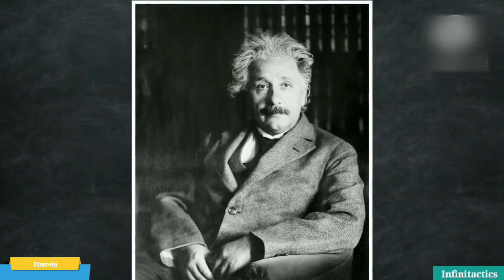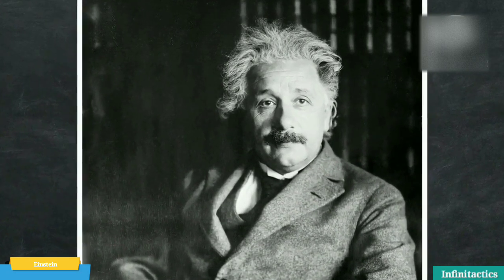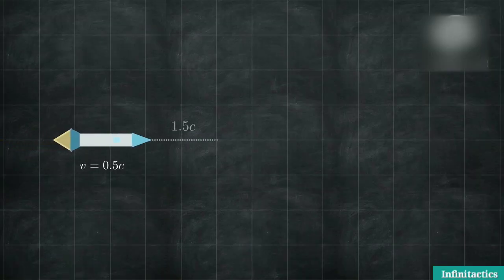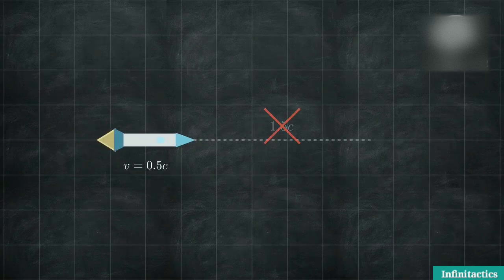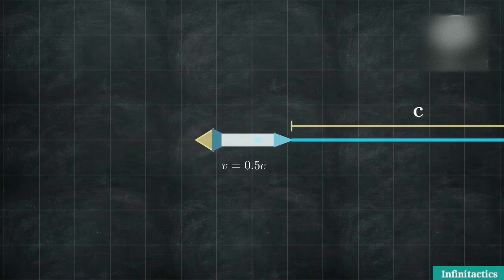Albert Einstein argued otherwise. In this portrait of the physicist, we are reminded of his second postulate of special relativity. He stated that the speed of light, represented by the letter c, remains strictly constant for everyone, regardless of how fast the light source is moving.